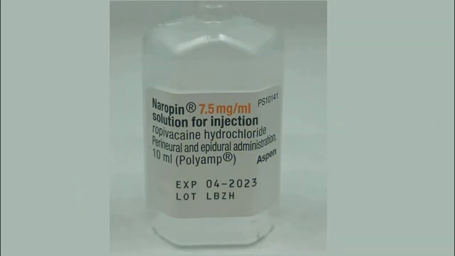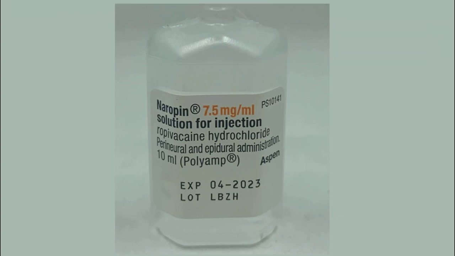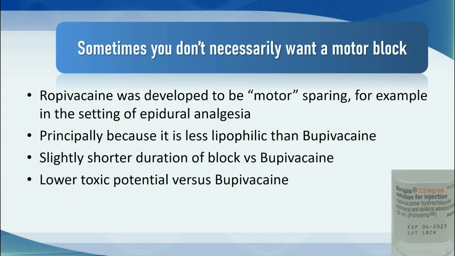Ropivacaine, and that's this particular drug, 7.5 milligrams per mil, that's a 10 mil ampule, goes by the trade name Naropin, was developed in the 1990s. And it was developed specifically as a way of sparing motor neurons with a relatively dense sensory block. So it is purported to be motor sparing in situations where you don't want a motor block. For example, with an epidural, you want the mother to be able to push the baby out.